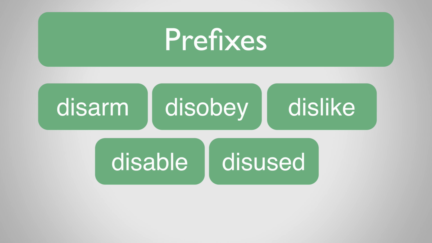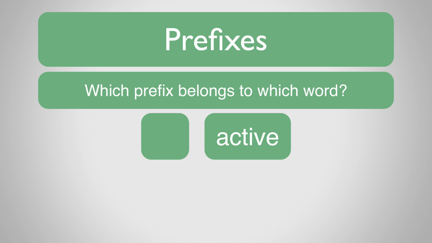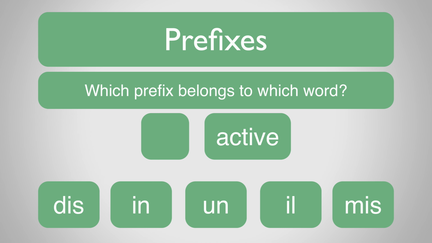One of the challenges with prefixes is knowing which prefix belongs to which word. Take for example the root word active, meaning to move around lots. What prefix needs to be added to create the antonym, that is, the word with the opposite meaning? Here are some options. Dis, in, un, ill, miss. Each of these is a valid prefix that can give a word an opposite meaning, but only one of them is the correct prefix for the word active.